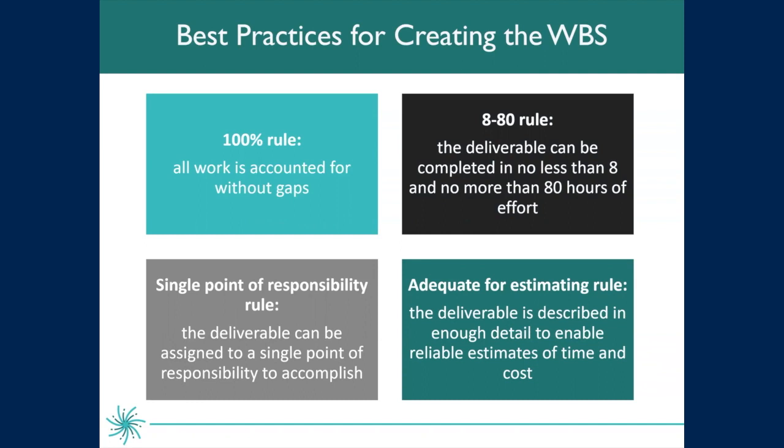The single point of responsibility rule. This means that the deliverable or task can be accomplished by a single point of responsibility. So when you're assigning a resource, it can be assigned to one person to accomplish. Last but not least, the adequate for estimating rule. This means that the deliverable is described in enough detail to enable reliable estimates of time and cost. That is something that you can also further describe in your work breakdown structure dictionary.